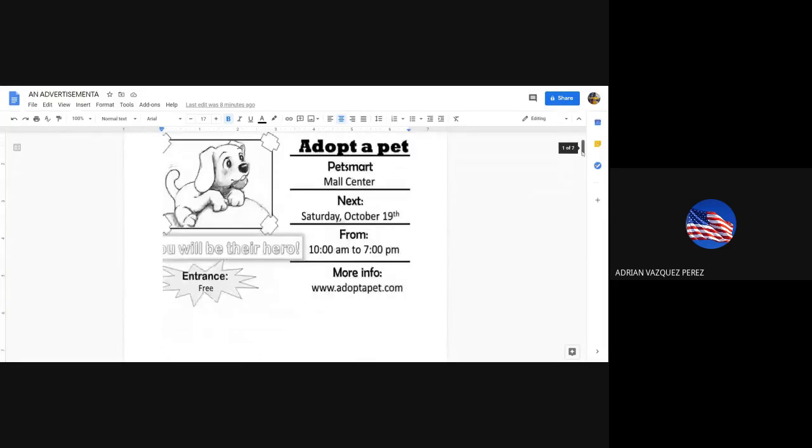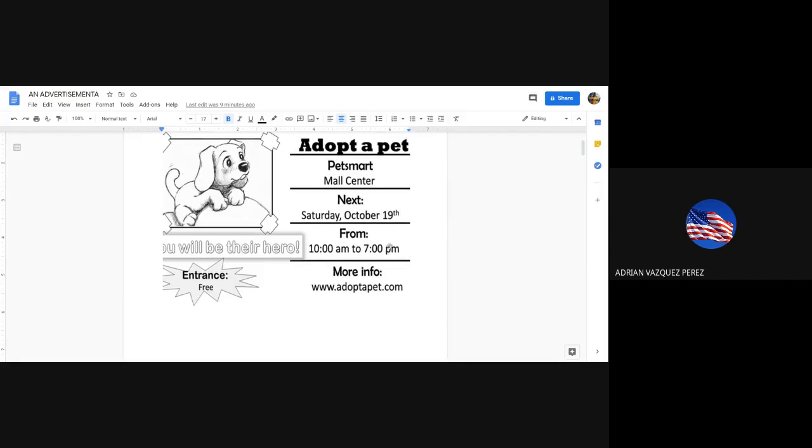Right here tenemos un evento que se llama Adopt a Pet, en un lugar que se llama PetSmart, en un mall center. Next Saturday, October 19th, from 10 a.m. to 7 p.m., you will be their hero. Entrance free. More info at www.adoptarpet.com. That's the advertisement. Ese es el anuncio que tenemos.